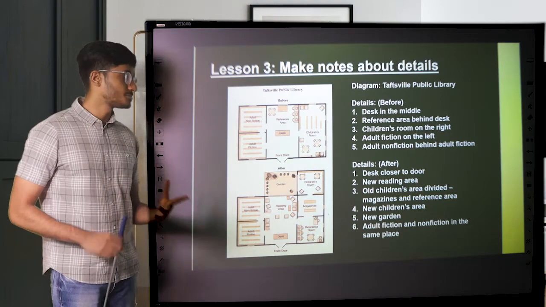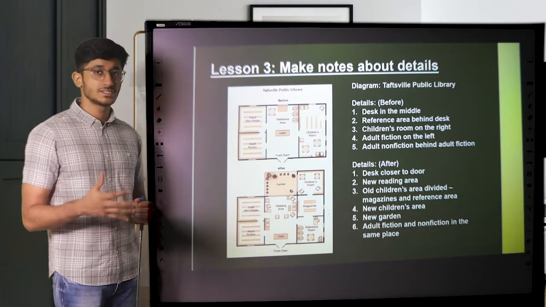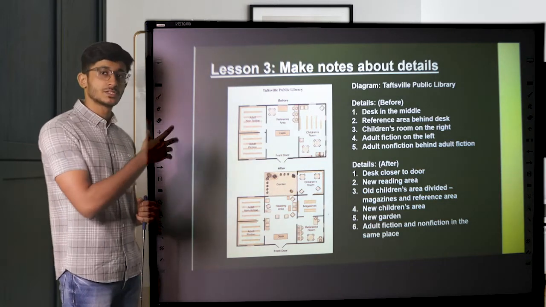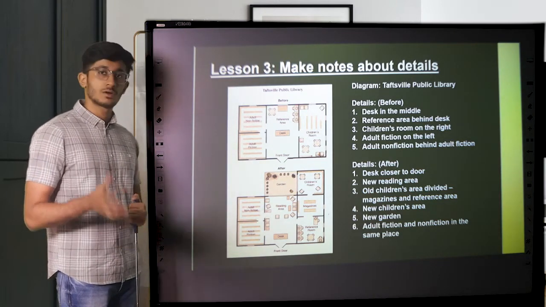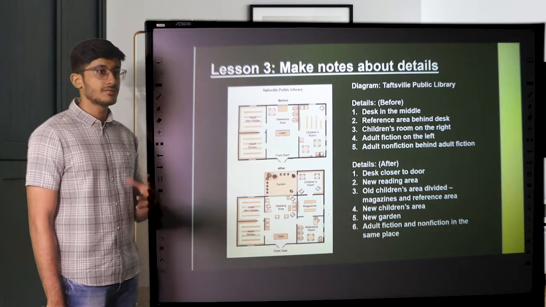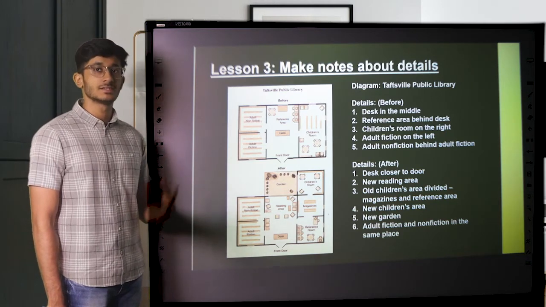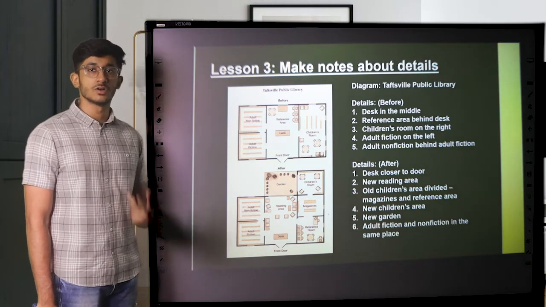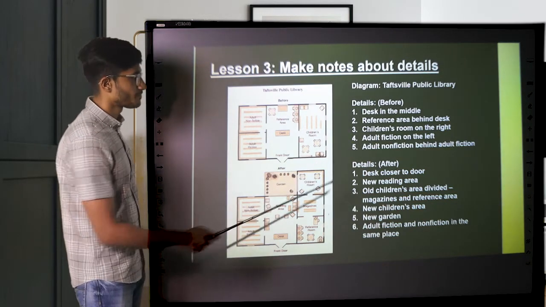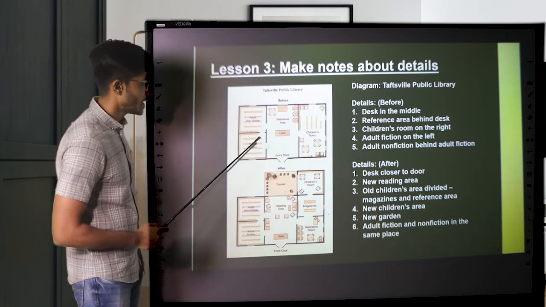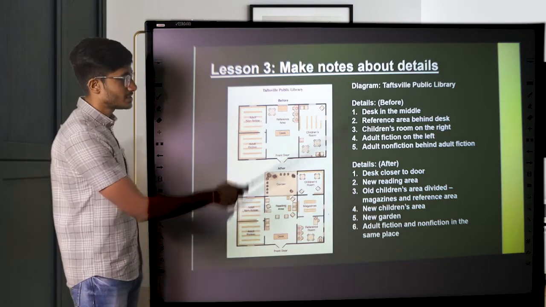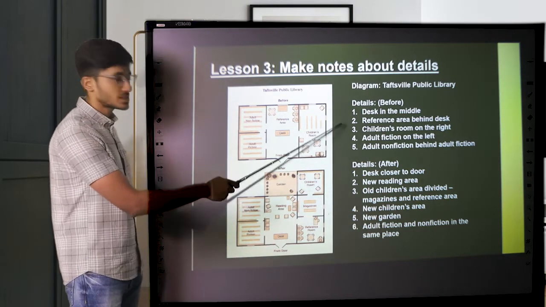Obviously you can also talk about the similarities, things that haven't changed. You don't particularly only have to talk about what has changed from the before picture to the after picture. You can also talk about what has remained the same, because that is also a very important detail, because obviously not everything in a place is going to change. Some things are going to remain the same, and you obviously also have to mention those. So you can say the adult fiction is on the left here, and the adult non-fiction is behind the adult fiction. So now when it comes to the after, you basically directly contrast or match with these.